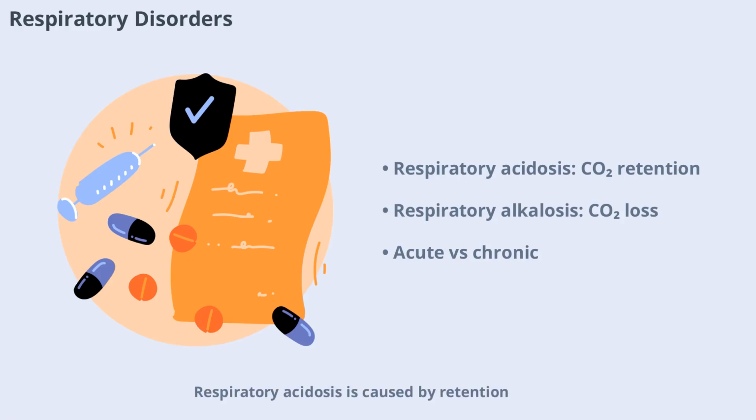Respiratory acidosis is caused by retention of CO2 due to decreased alveolar ventilation, leading to increased acid production. Respiratory alkalosis results from blowing off CO2 through increased ventilation, reducing arterial blood acid. These disorders can be acute or chronic, and their identification is crucial for determining the underlying cause and guiding treatment.